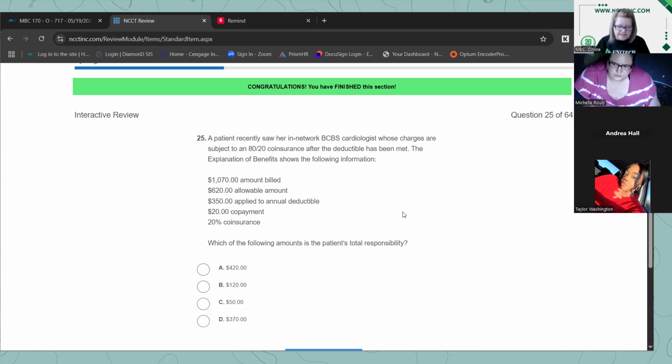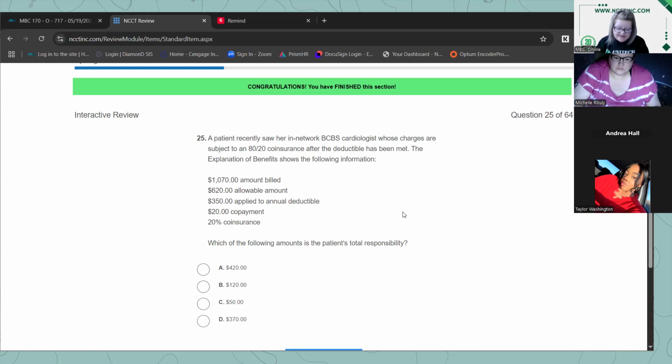All right. So let's do it that way. 620 is our allowed amount. We're going to figure out what's 20% of that. So times 0.20, that'd be 124. $494, which is not an answer given. So I feel like that's not right.